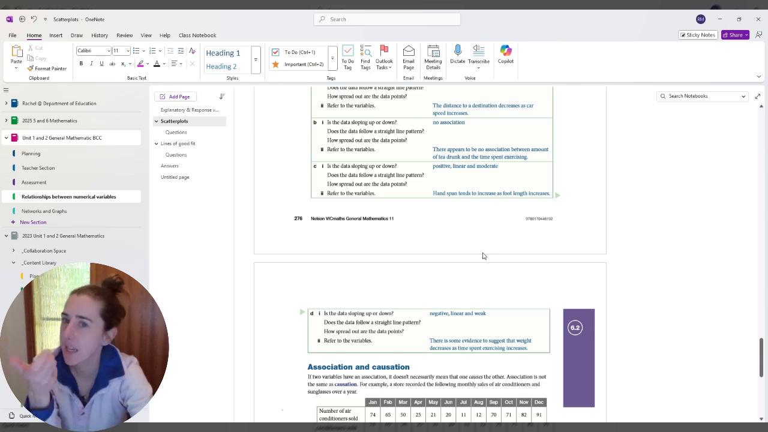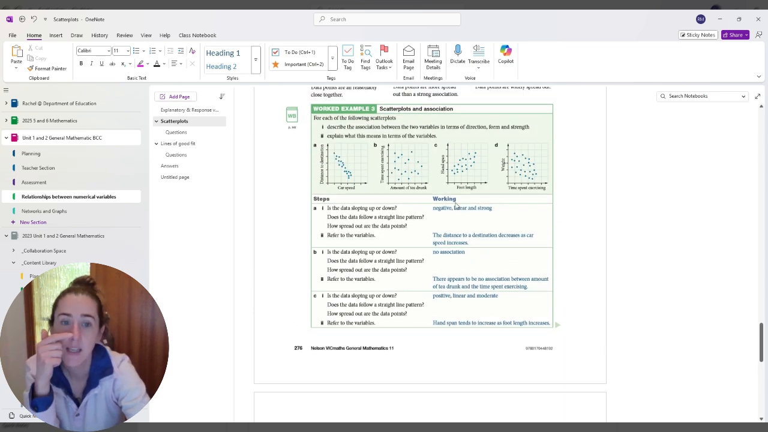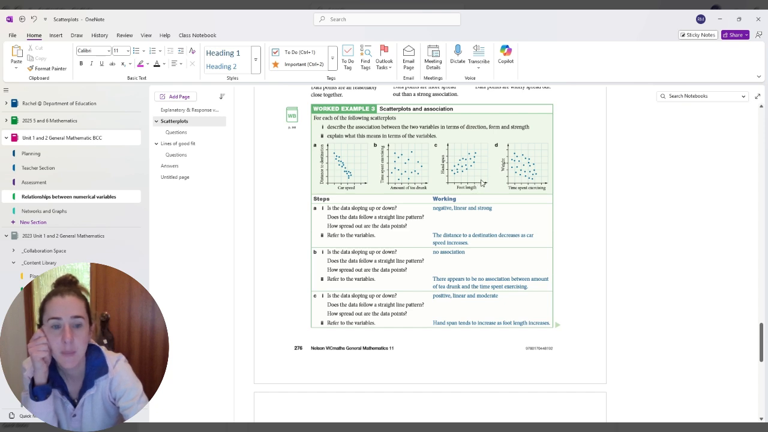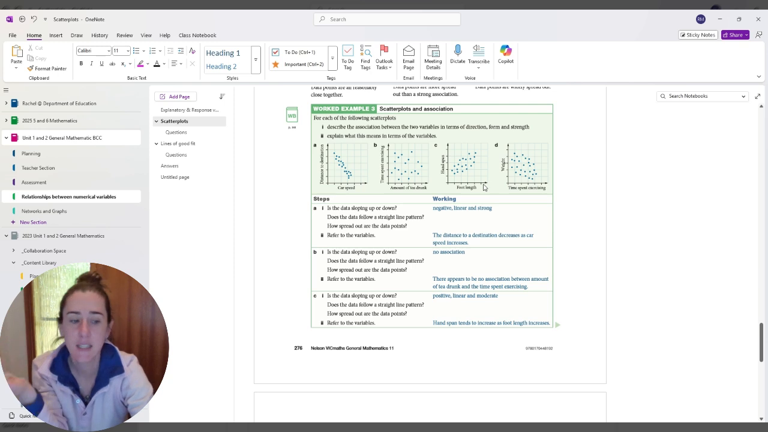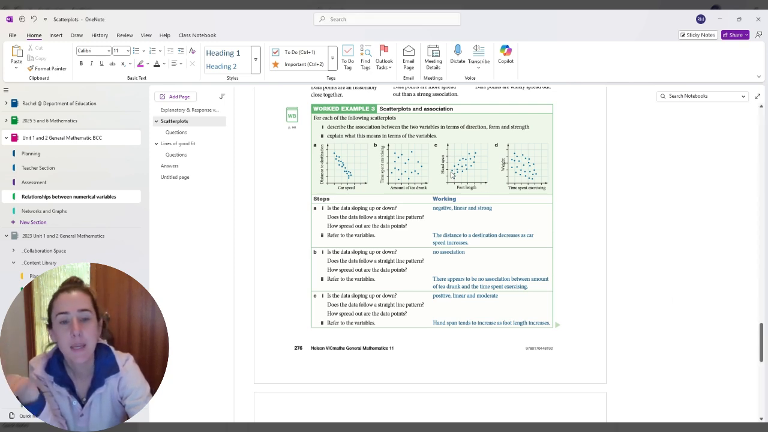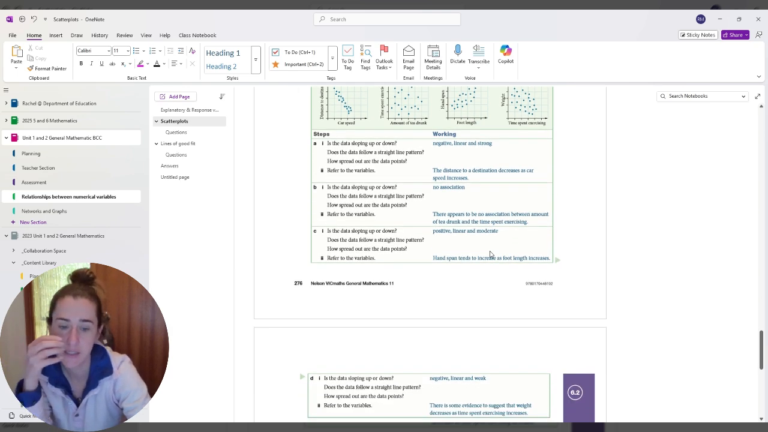Can you see the slight difference in the wording? It's the foot length that explains the hand span. Okay, it's the foot length. So it's not as hand span increases, foot length increases. When I say it like that, that means that hand span is explaining foot length, which would be incorrect.